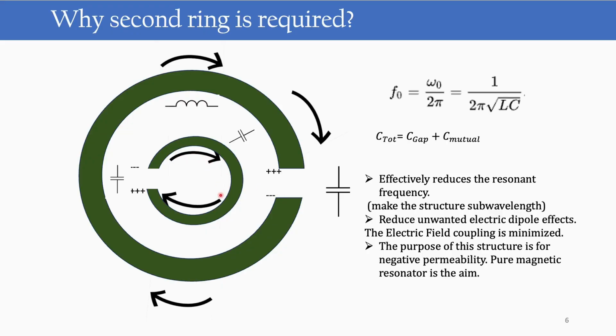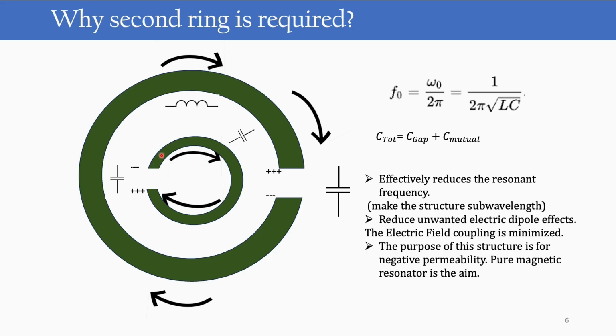So for the inner conductor, this is producing the plus and minus electric field indications like this. So these are in opposing directions. These induced electric fields are in opposing directions, so this will reduce the unwanted electric dipole effect. So our structure will be like pure magnetic resonance. We can avoid this electric repulsion and we can have a purely magnetic resonance structure.